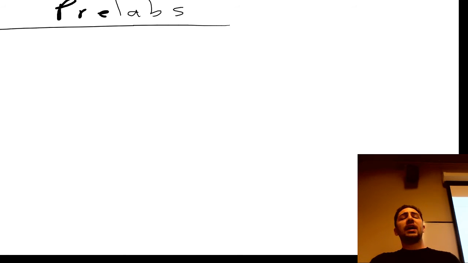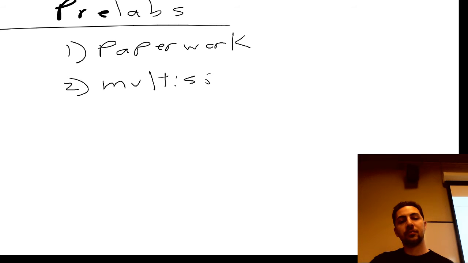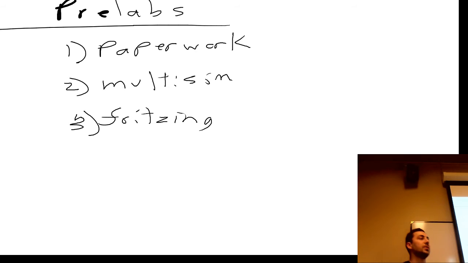Pre-labs. Pre-labs in order should contain the following things: paperwork, multi-sim, and finally, fritzing. Paperwork should be anything you need up to and including maybe a drawing of what your technology implementation is going to be. Multi-sim should simulate and show that your design functions as expected.